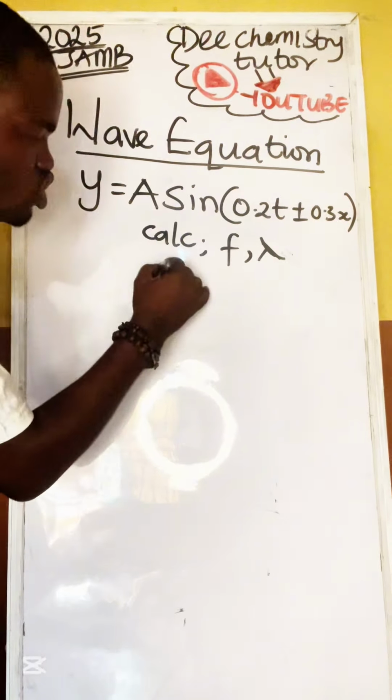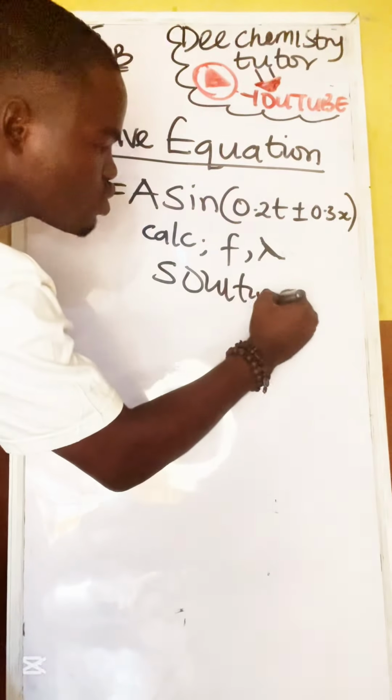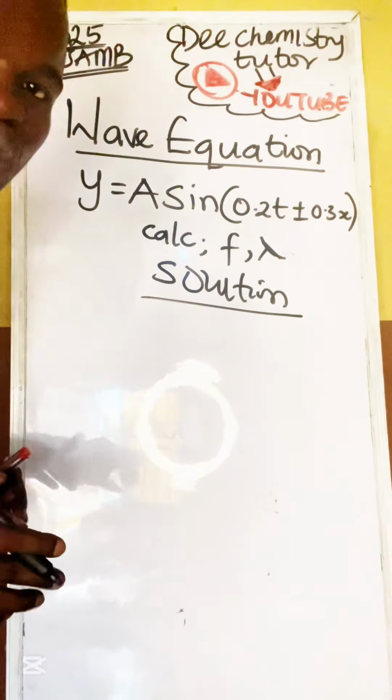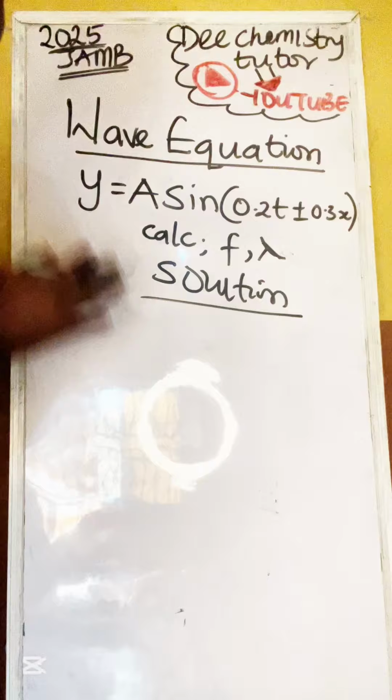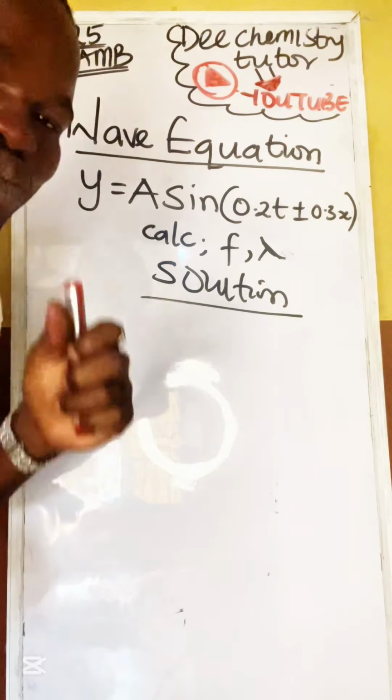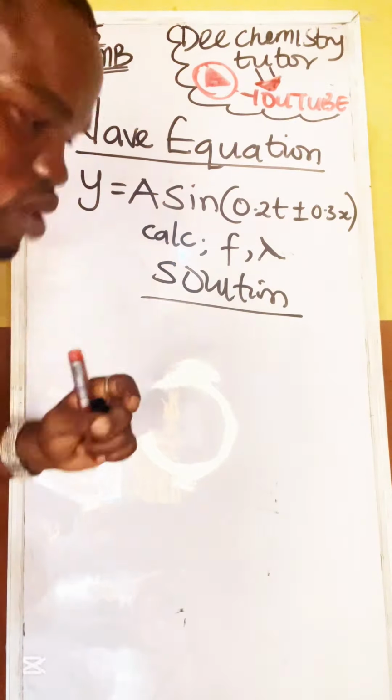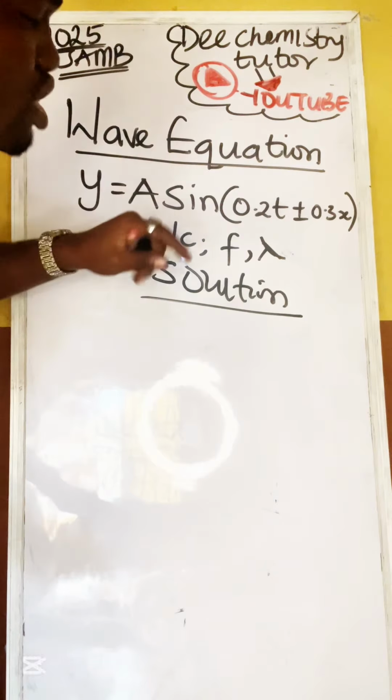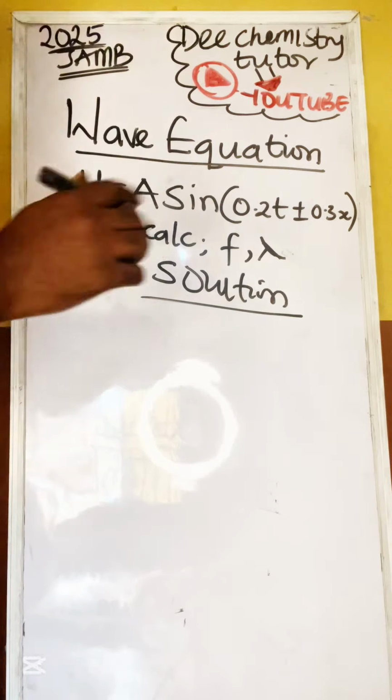What you just need to do is know the general wave equation. Once you know the general wave equation, you can always compare to whatever is given. Please note, you must always know the general equation, because the moment you make a mistake with this, you bang everything. Okay, now let's go.